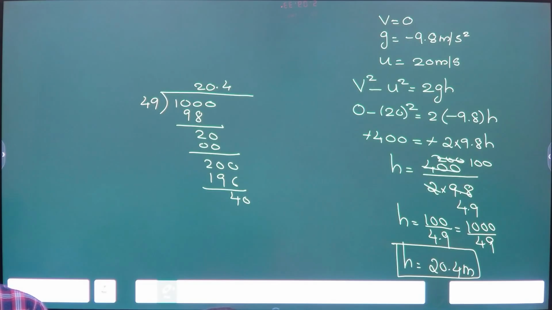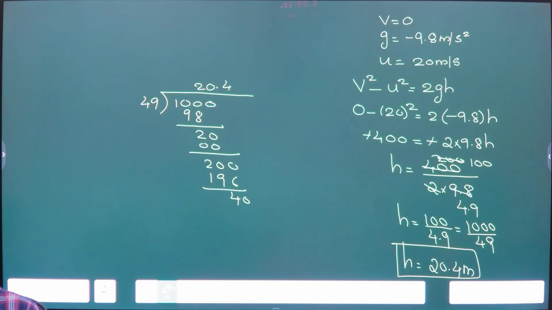First part, what was the initial speed of the ball?